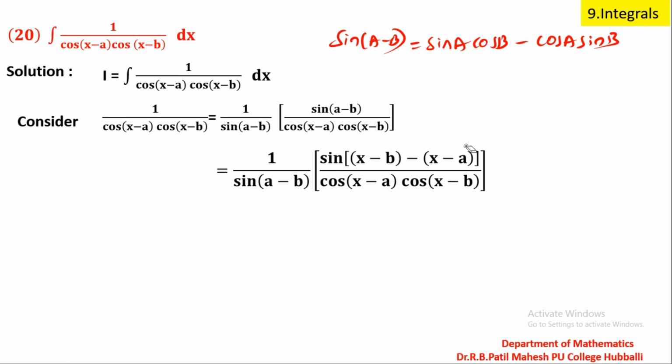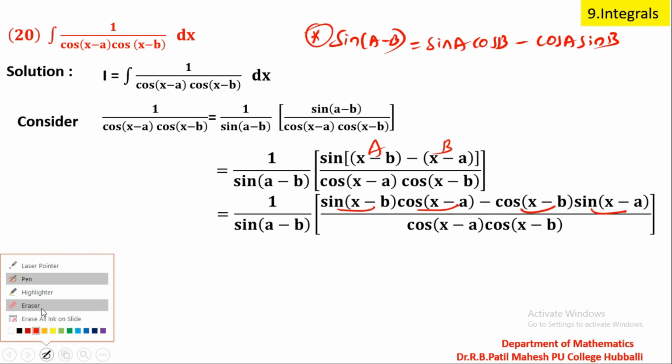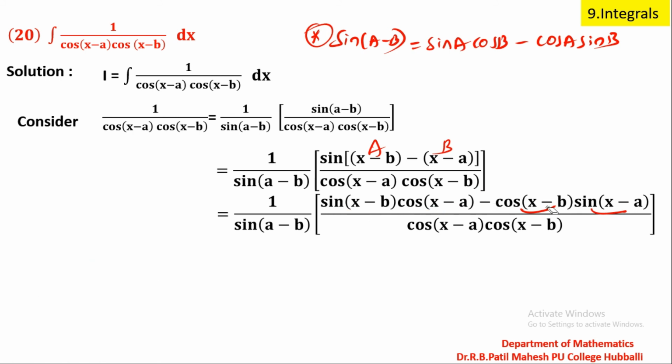This sin of x minus b minus sin of x minus a, I will write it using the formula sin of a minus b, treating this as a, this as b. So sin a cos b minus cos a sin b. I am using the sin of a minus b formula. Hope you all are understanding this problem. So after that, split it.